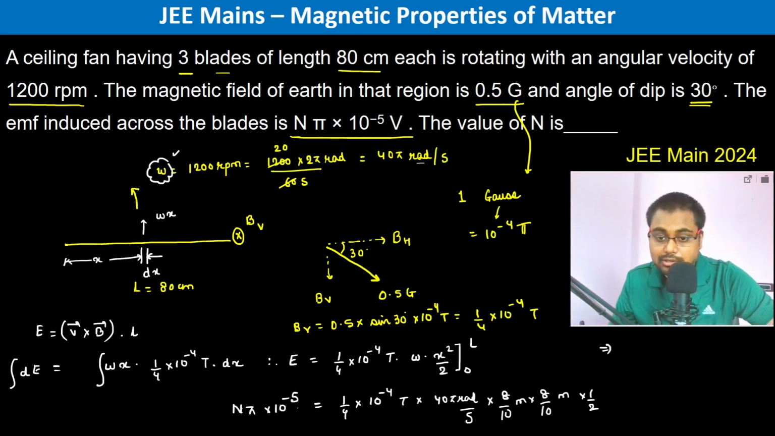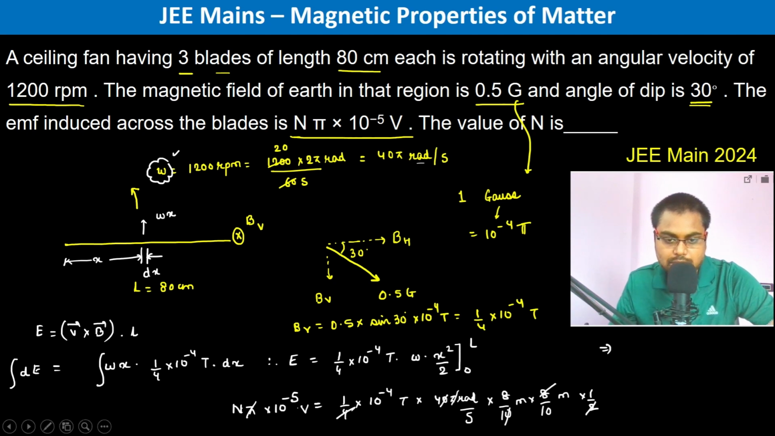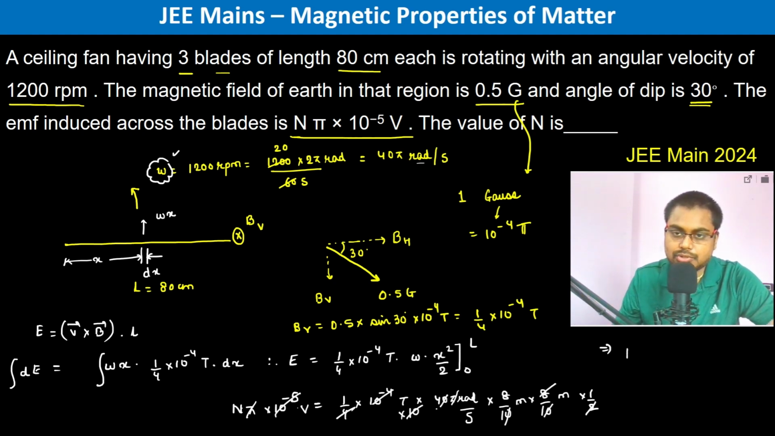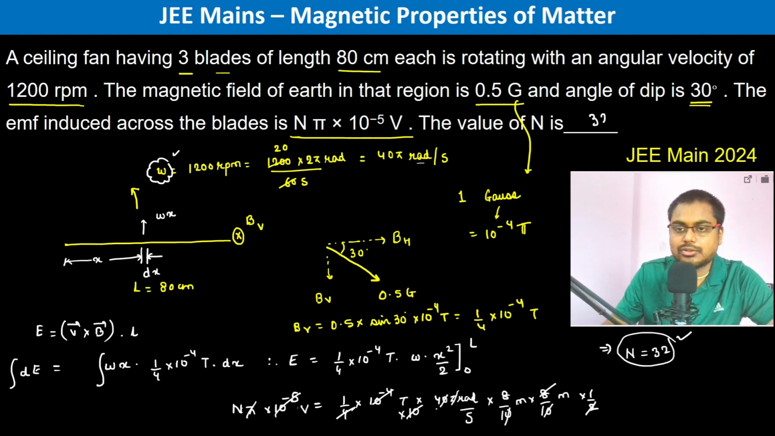Now we have to calculate. If you see here, 4 into 2 is 8, so the 8 is gone. This and this is also gone. This is volt here. Pi and pi is also gone. 10 to the power minus 5, so if this goes here, this becomes into 10, and again this 10 is also gone. So 4 into 8 is actually 32. So the value of n becomes 32. So therefore the answer is going to be 32.